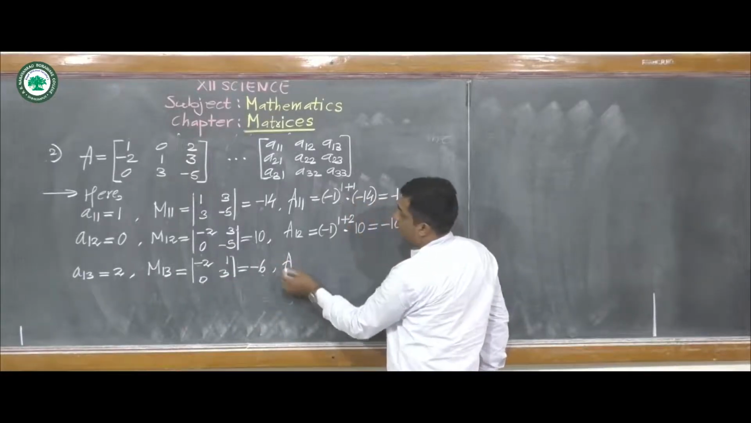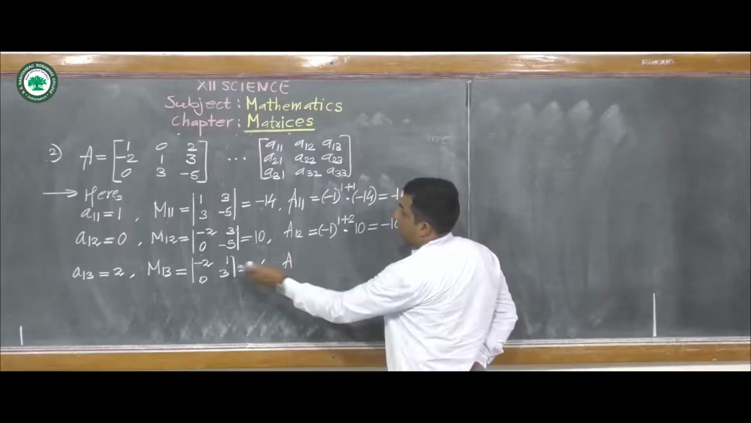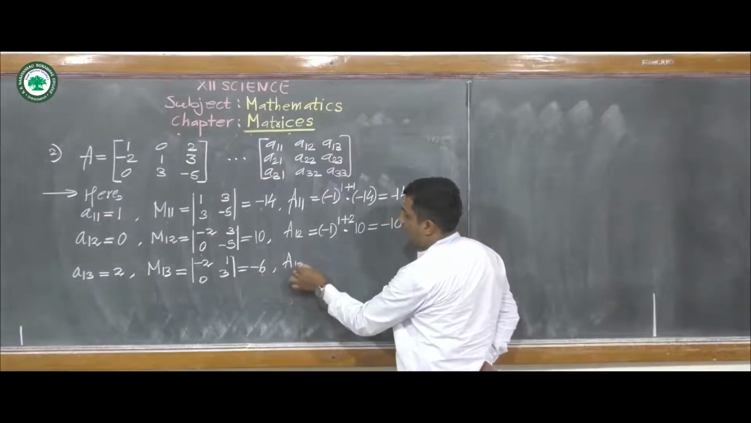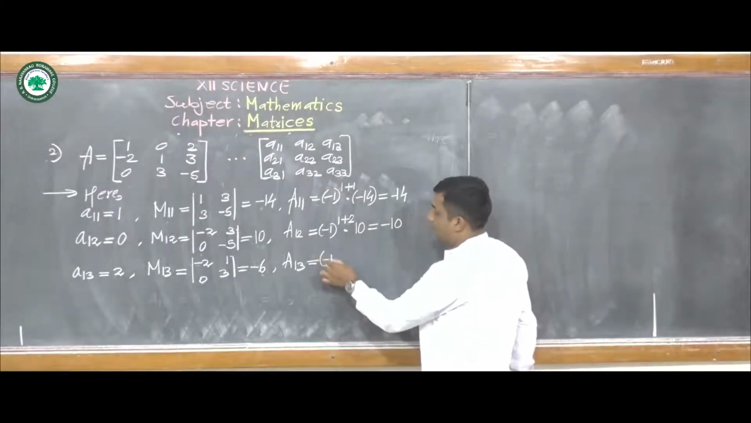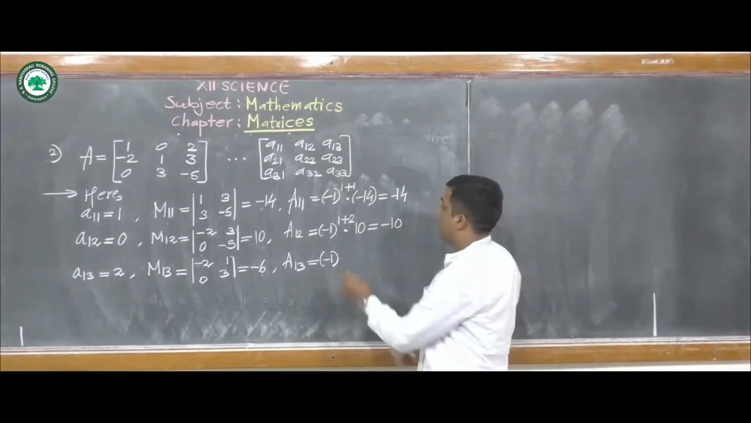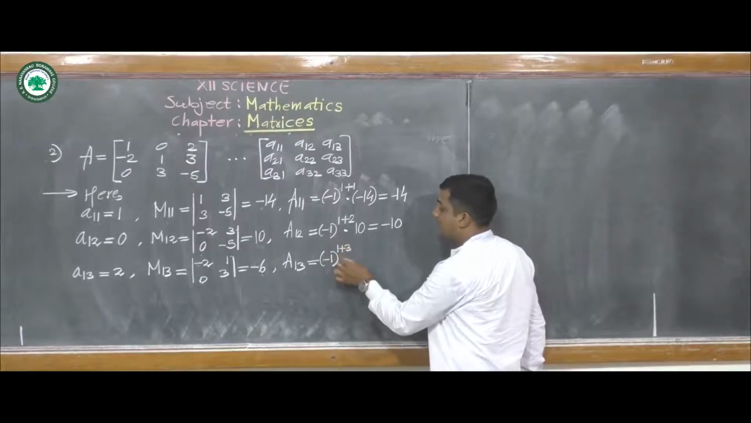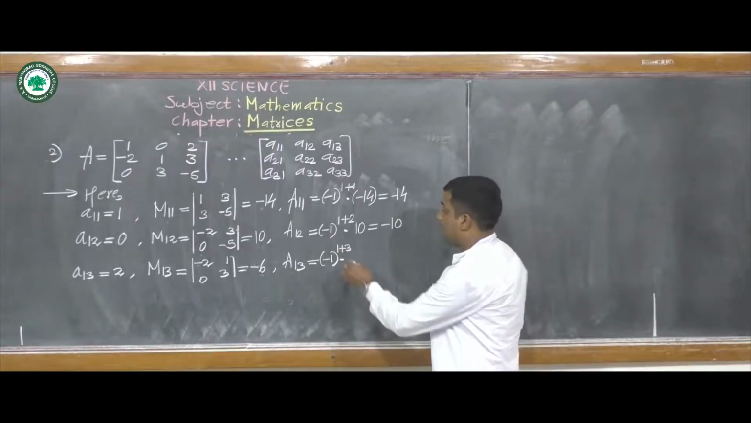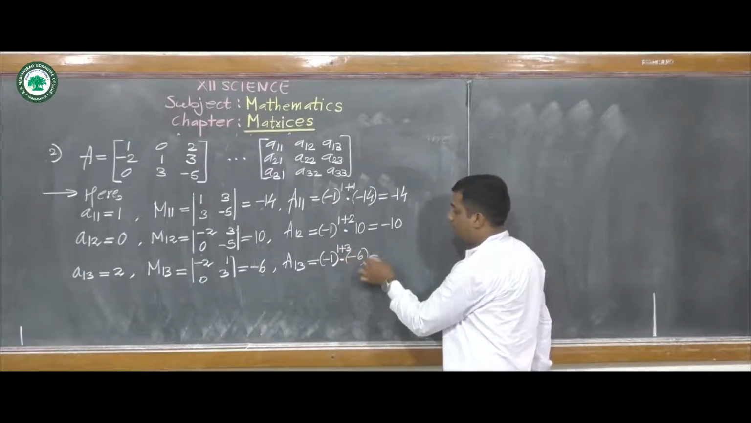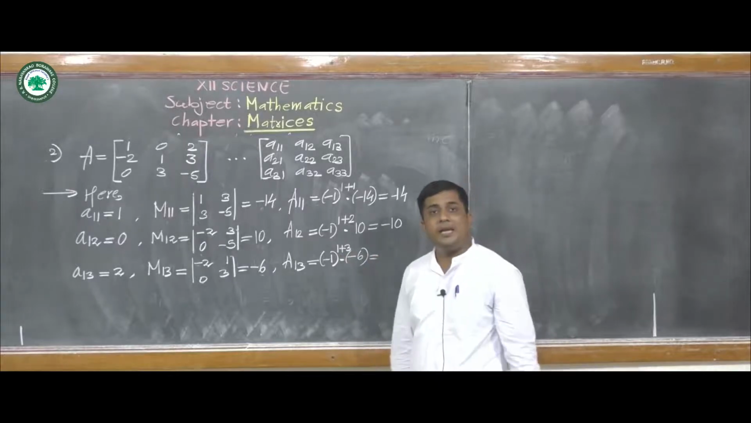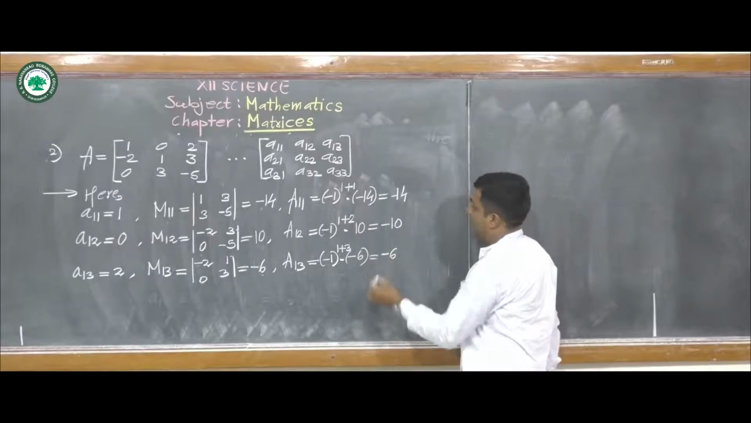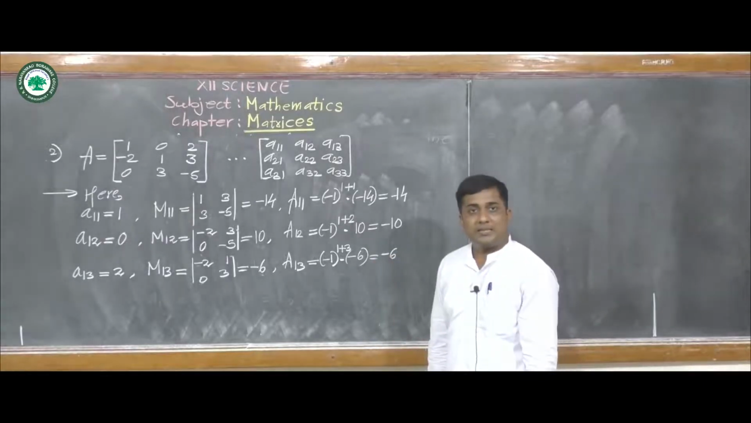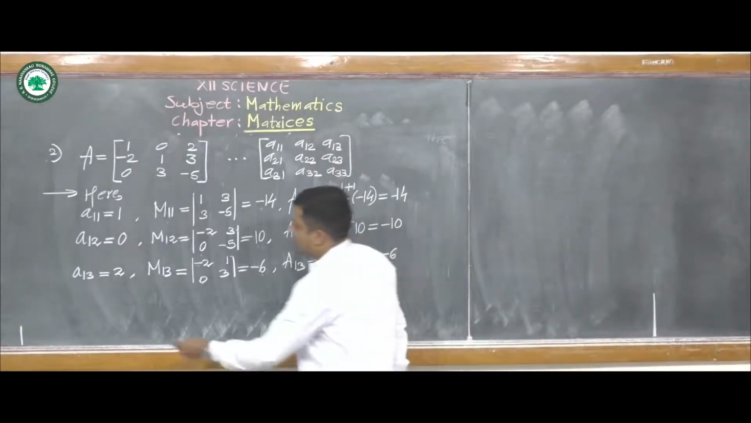Then the cofactor of A13, capital A13, is equal to, we have the formula minus 1 raised to 1 plus 3, since 13 is given, into the minor, which is minus 6. Now we know minus 1 raised to 4 is plus 1. Plus 1 into minus 6 is minus 6.